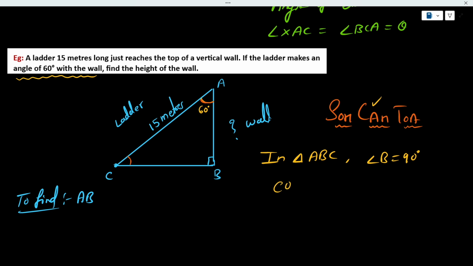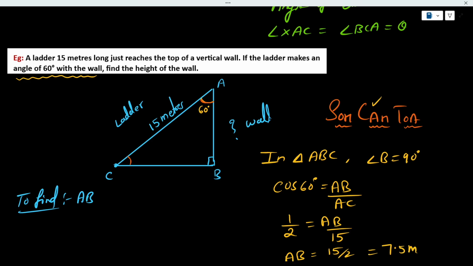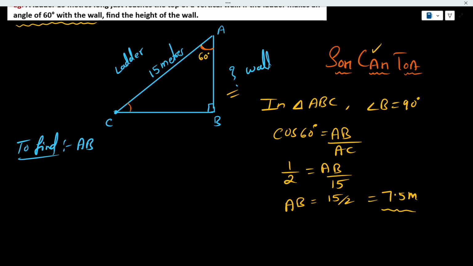So we can use cos 60 degrees, where the adjacent is AB and the hypotenuse is AC. Now what is cos 60? Cos 60 is 1 by 2, which equals AB length by 15, right? So AB length will be 15 by 2, that means 7.5 meters. You can also find the distance between the foot of the ladder and the bottom of the building; then it is opposite by hypotenuse, so you will use the sine ratio.